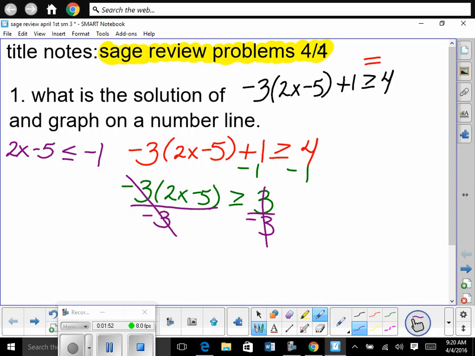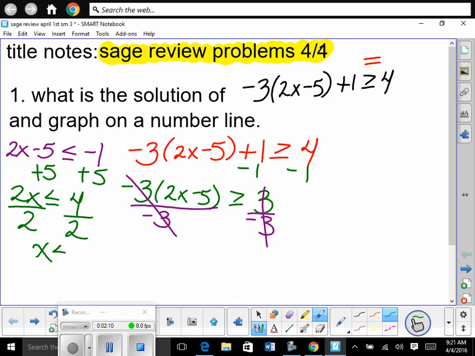And now it's just algebra solving for x. Questions up to here? So I add 5. So I have 2x is less than or equal to 4. So I divide both sides by 2. So we have x is less than or equal to 2. So there's our solution. X values less than or equal to 2. So there's actually multiple solutions. It's all x values that are less than or equal to that.